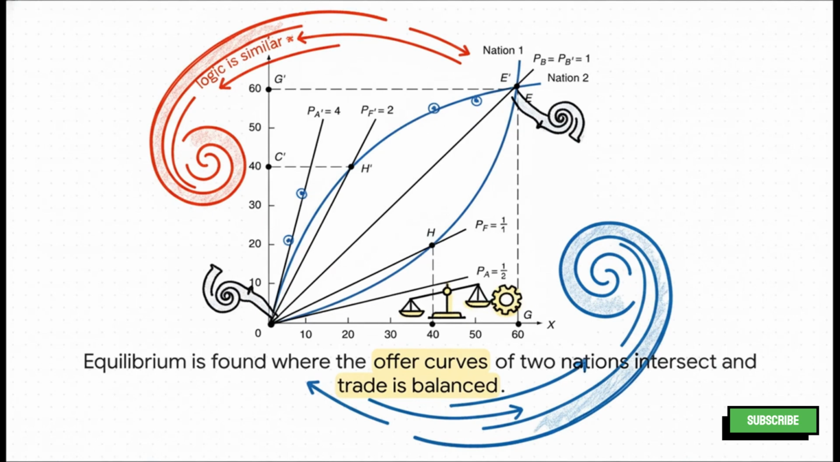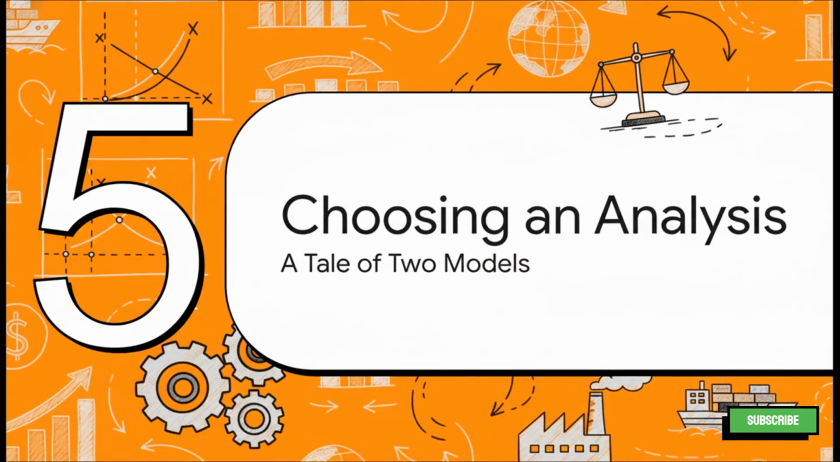All right, now let's switch to general equilibrium. The picture looks different, but believe it or not, the basic idea is the same. Instead of those supply and demand curves, we have the two offer curves we just talked about, one for Nation 1 and one for Nation 2. And the equilibrium is just where those two curves cross, right there at point E. At that exact spot, trade is perfectly balanced. What Nation 1 is willing to give up for imports is exactly what Nation 2 is willing to accept for its exports. Everyone's happy.